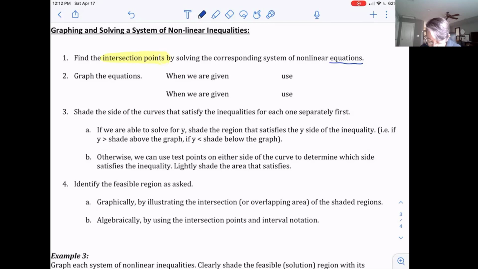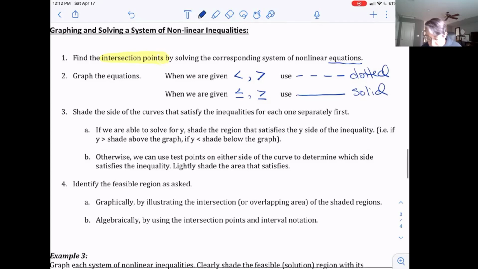And remember, when we're given strictly less than or strictly greater than, we're going to use dotted curves. If we are given less than or equal to or greater than or equal to, we are going to use solid curves. And we shade the side of the curves that satisfies that inequality, but we do each one separately first. In other words, where's the first one satisfied? Shade that. Where's the second one satisfied? Shade that.